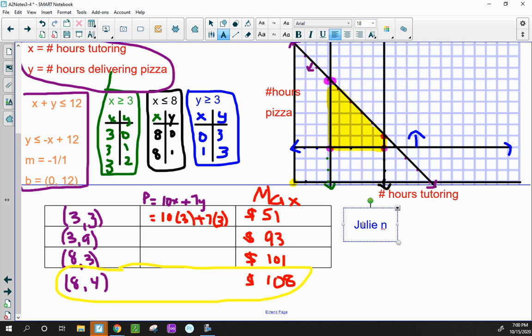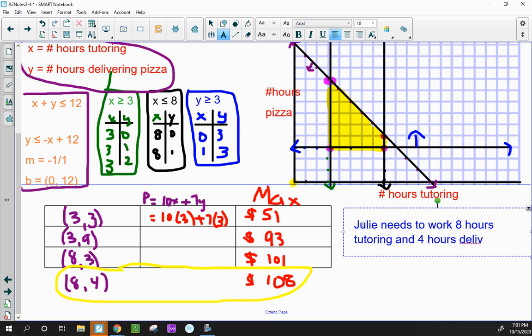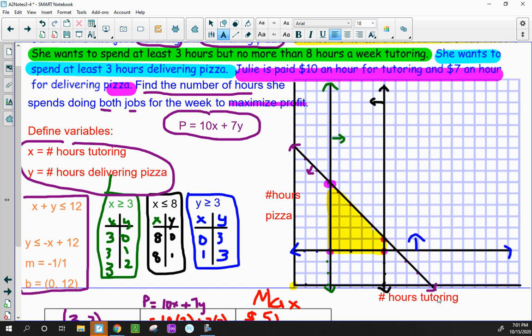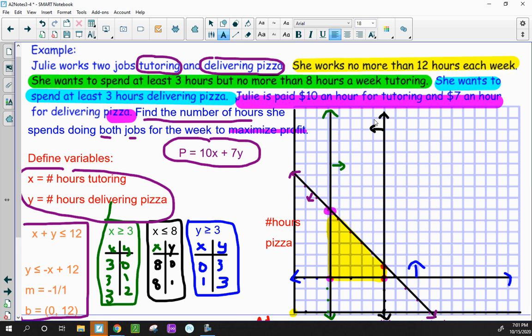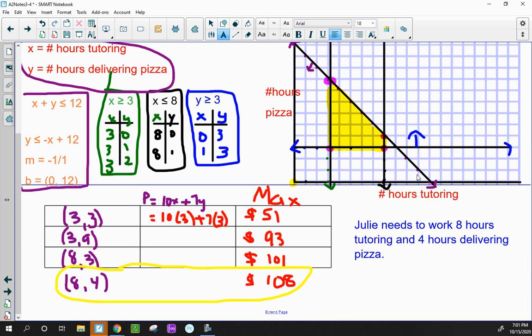Julie needs to work. And notice the X is 8. Okay, so 8 hours tutoring and 4 hours delivering pizza. Okay, so it's taken a while to show the steps, but once you get the idea in your head, you follow the same pattern. Just make sure that you do answer the question.